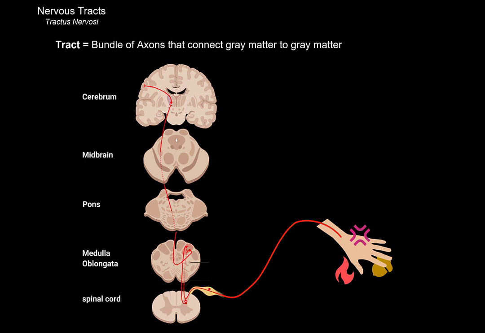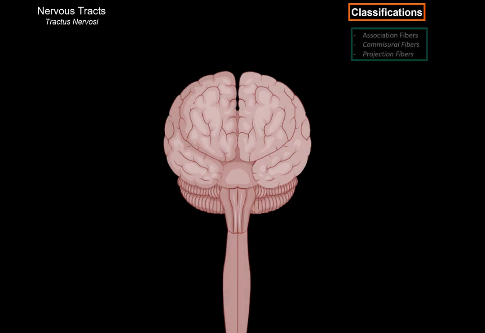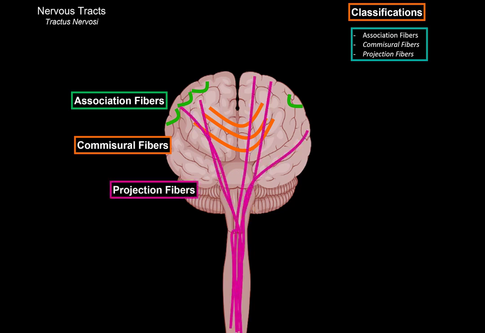So what I want you to know is that in gray matter, we've got nuclei, and in white matter, we've got tracts. Now, there are certain ways to classify these tracts. You can classify them as association fibers, connecting adjacent structures; commissure fibers, connecting one part of the brain to the other side; or projection fibers, leading tracts up and down the spinal cord. And I will talk more about this when I talk about the internal structures of the cerebral hemispheres, because that's when this classification becomes relevant to you.